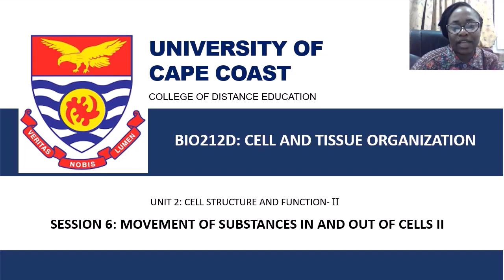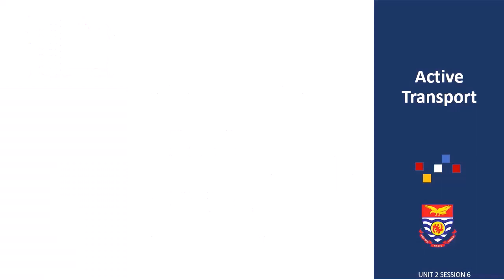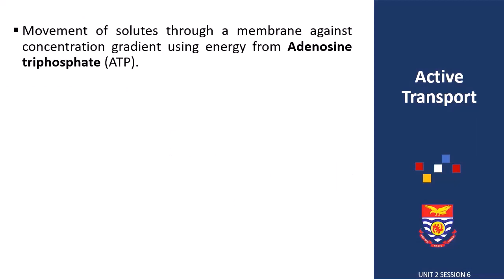And under this session, we'll be looking at the second part of the movement of substances in and out of cells. At the end of this session, you should be able to explain active transport, distinguish between active transport and bulk transport, state three examples of endocytosis, name the process by which white blood cells protect the body from microorganisms, and finally describe how hypercholesterolemia develops.